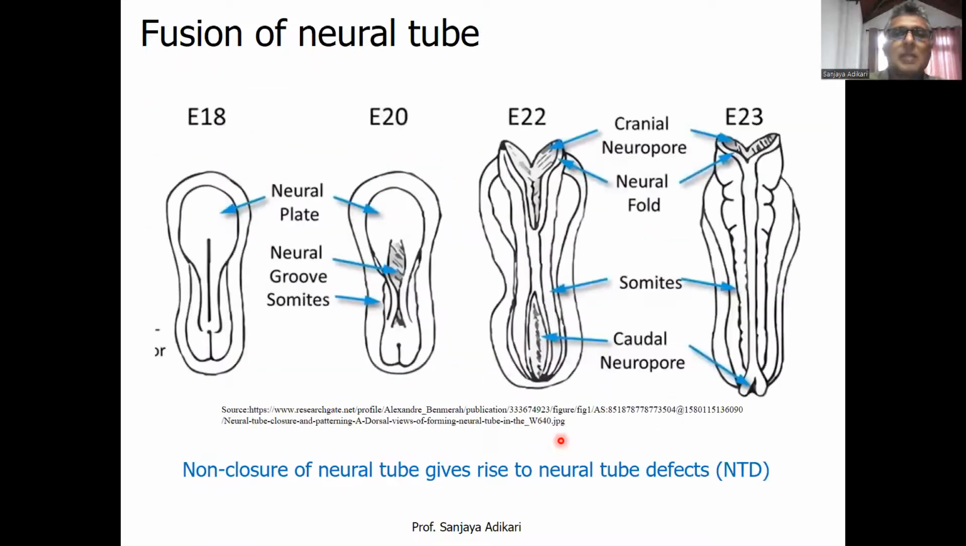Now the issue is that sometimes the cranial neuropore or caudal neuropore can remain without closing. They can be persistent. If they are persistent, then you get what are called neural tube defects, NTD. We'll discuss neural tube defects towards the end of this lecture. For the moment, remember this point. We'll come back to it later.